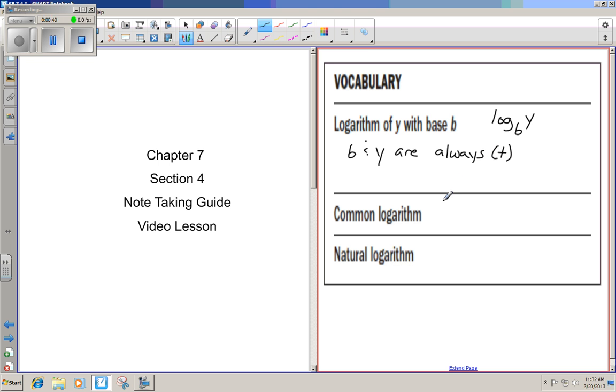A common logarithm you would write like this. It is assumed that the base is 10. So anytime a log is written without a base, you assume it's base 10. A natural log is a log with a base e, and we just finished talking about e as being the natural base. So for a natural base, it's e, and it can be written as ln of y. ln and log base e of y are equivalent.